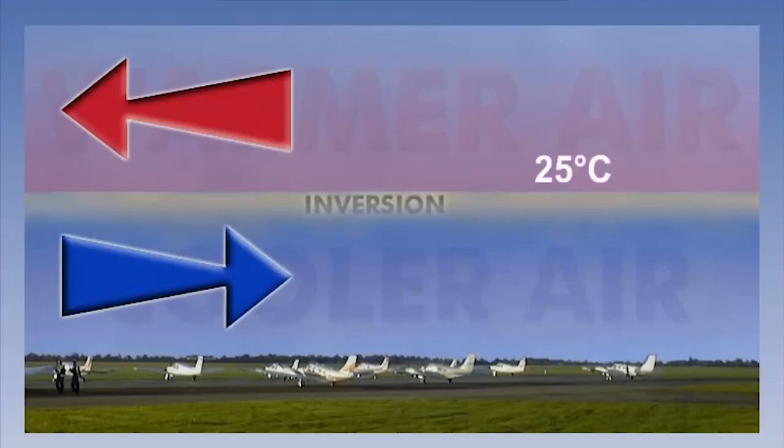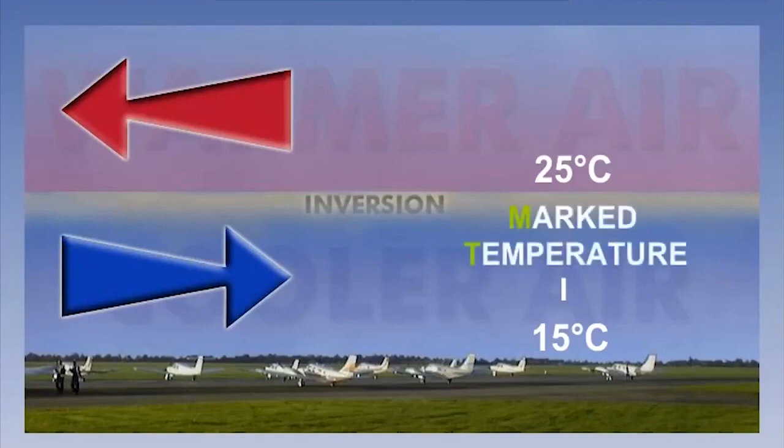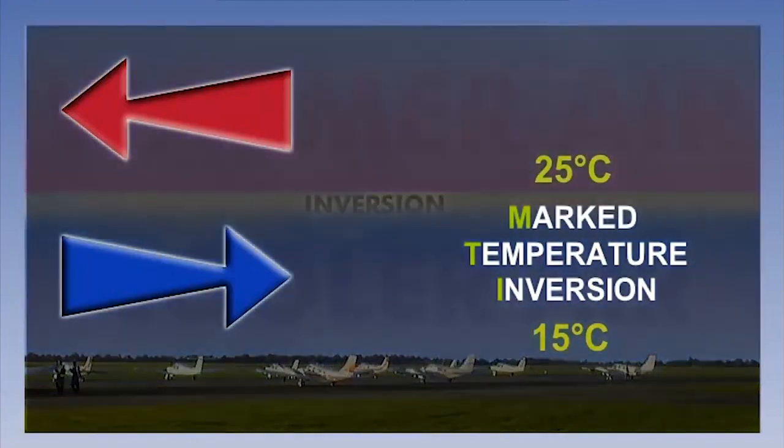If the temperature at 1,000 feet is 10 degrees Celsius higher than at airfield level, then an MTI is issued. MTI stands for Marked Temperature Inversion. If you're told that there is a marked temperature inversion at an airfield, you must expect turbulence or wind shear on the approach or takeoff phase of flight. Strong inversions and MTIs are very common over land, at night, within high pressure zones where the ground can cool rapidly.